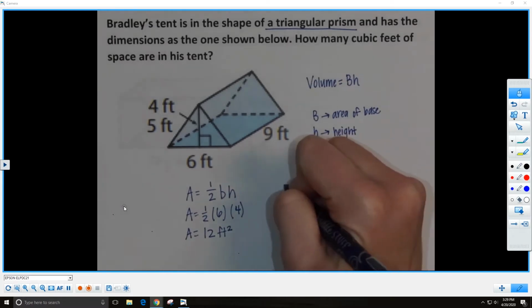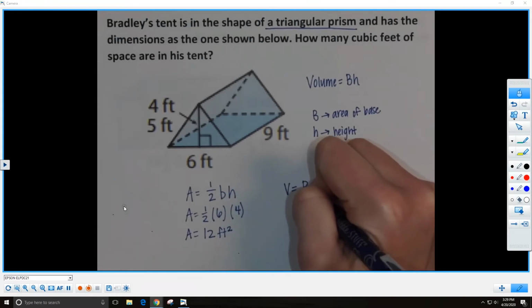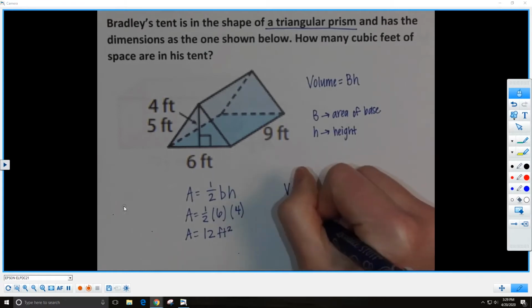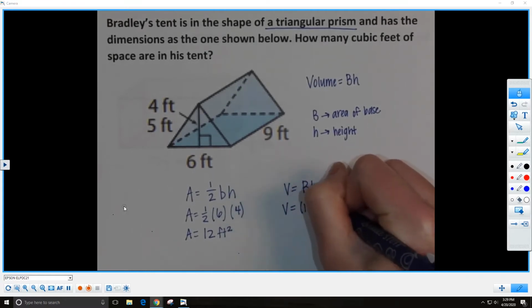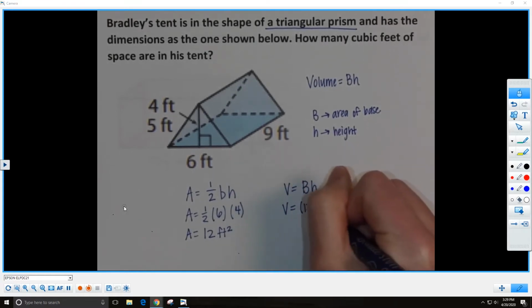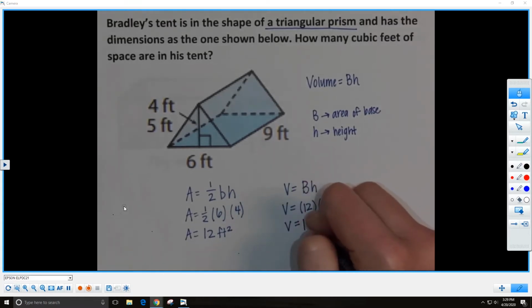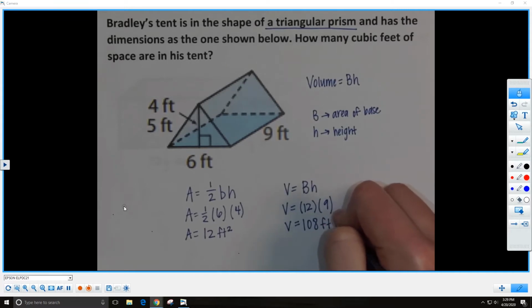Okay, so if volume equals capital B times H, and the area of the base was 12 square feet, and the height is 9 feet, then when we multiply those together, we find out that the volume of Bradley's tent is 108 cubic feet. So there is 108 cubic feet inside Bradley's tent. All right, guys, good job.